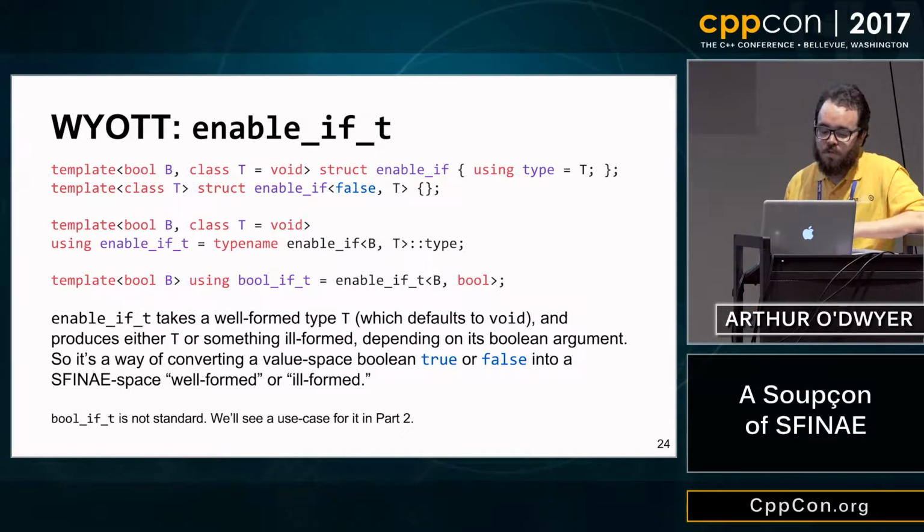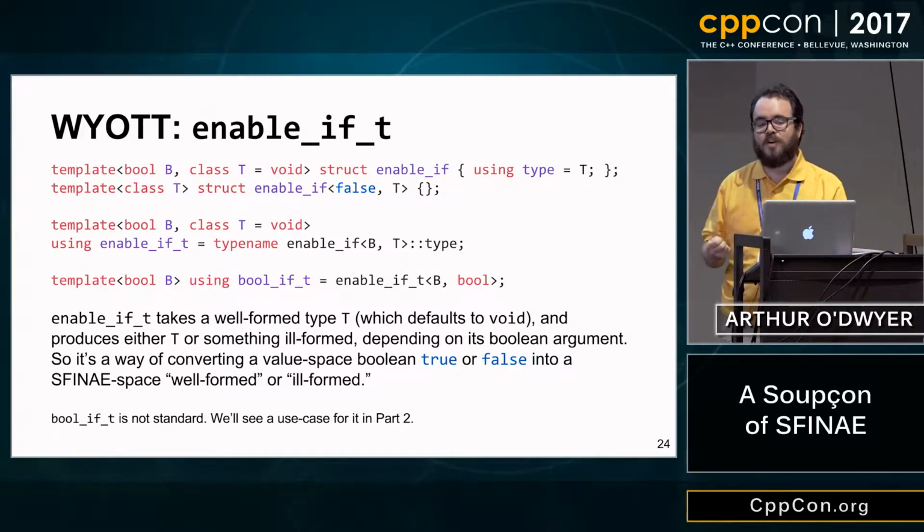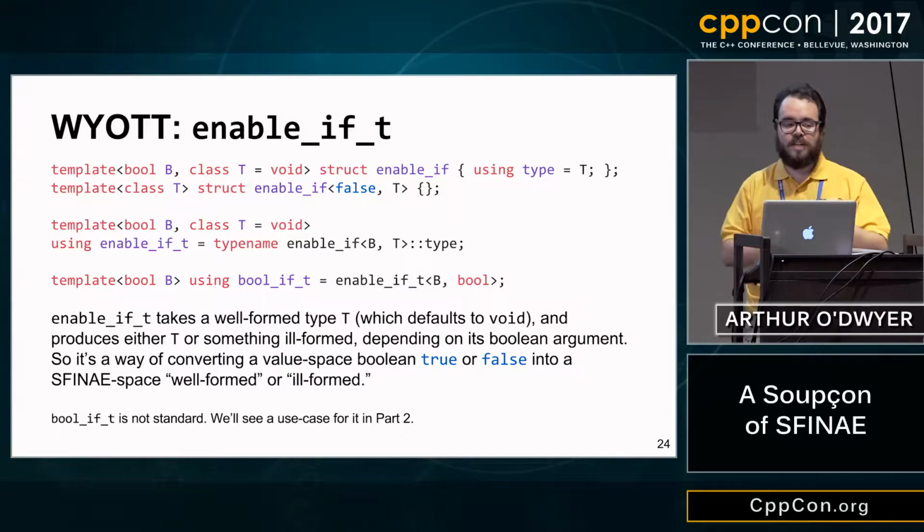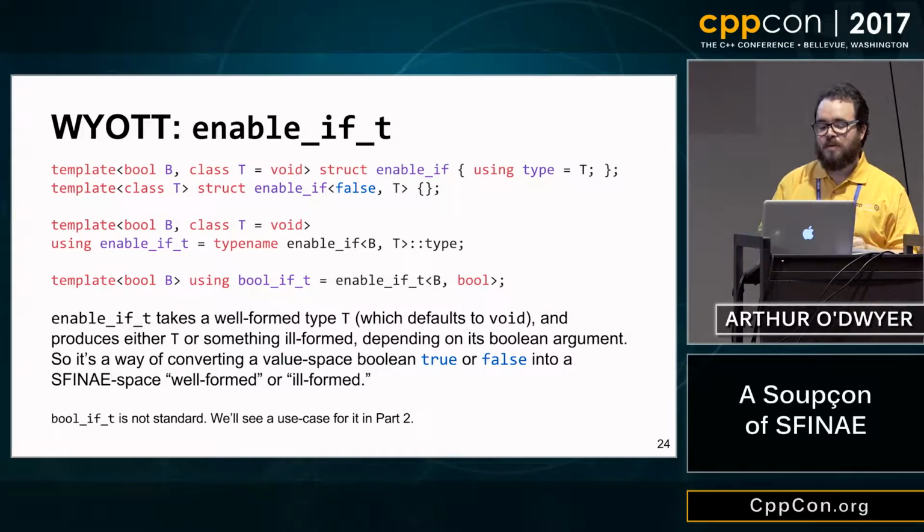Enable_if_t takes a well-formed type T, which defaults to void, but never mind that, and produces either T or something ill-formed, depending on its Boolean argument. Produces either T, which is well-formed, by definition, I hope it's well-formed, or produces something ill-formed, something that doesn't exist. So this is actually a way of going back the other direction. We saw partial specialization as a way to go from something which might or might not be ill-formed to a Boolean. Now we're taking a Boolean B and we're going backward to say if the bool is true, I want this expression to be well-formed. If it's false, I want this expression to be ill-formed, this type expression to be ill-formed.